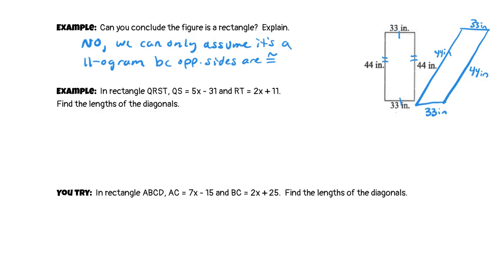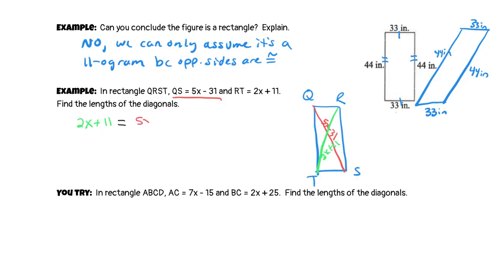It tells us we have a rectangle. Right? Rectangle QRST. And then it tells us from Q to S, this diagonal is 5x minus 31. And then the other diagonal, RT, is 2x plus 11. So it says find the lengths of the diagonals. Remember with the rectangles, we just learned that 2x plus 11, the one diagonal, is going to equal the other diagonal, 5x minus 31. So you solve for x, and then you plug it back in to find their lengths.